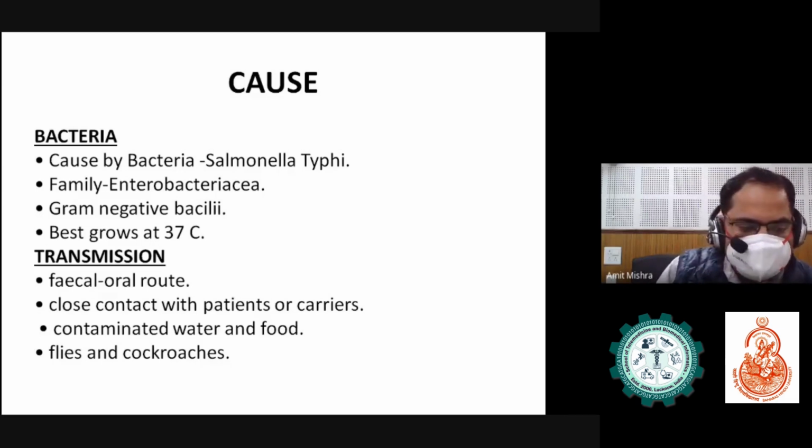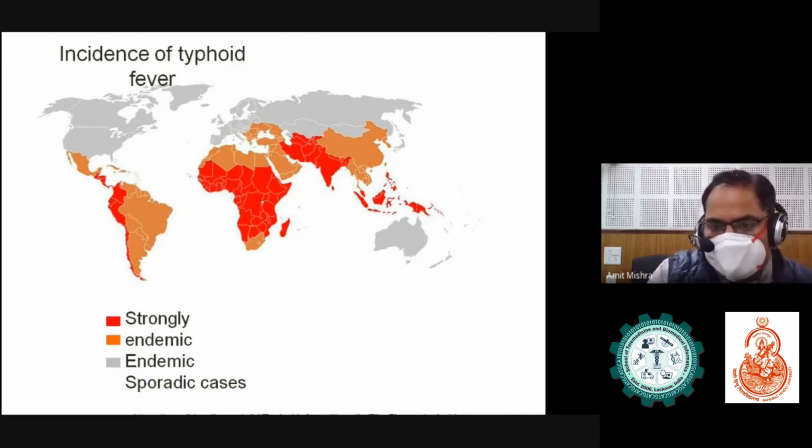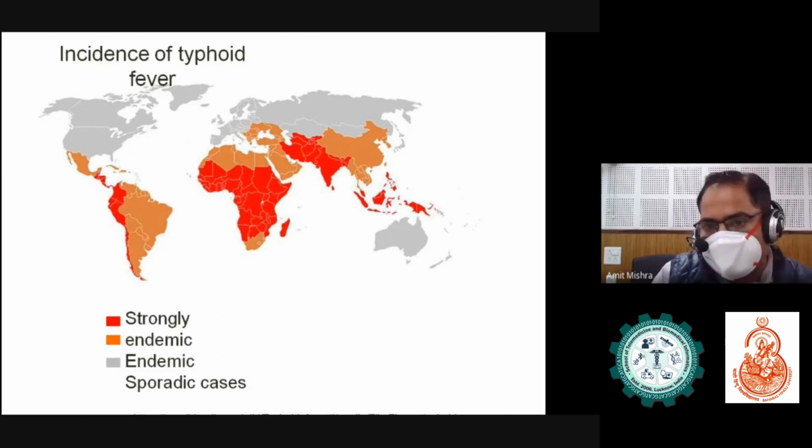Close contact with a patient or a carrier, contaminated water and foods, flies and cockroaches. This is the incidence of typhoid fever. You can see the areas which are strongly endemic and sporadic cases. The strongly endemic areas are India, Southeast Asia, African countries, some Latin American countries, and some parts of Australia and New Zealand.